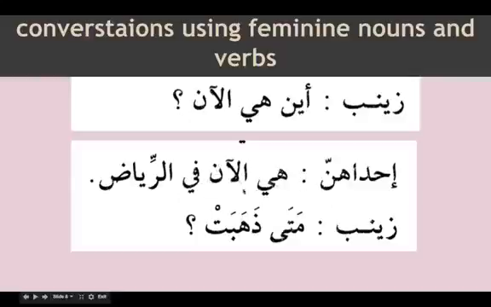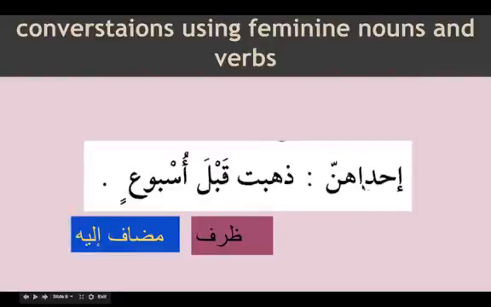Hiya mubtada, al-an zarf, and fi Riyadh harf jar ism majroor. So we know fi Riyadh. Even if there is no sign, we know it is fi Riyadh. Zainab is asking mata zahabat, when did she go? Zahabat, see, we are asking about feminine, so feminine verbs. So ihdahunna says zahabat qabla usbu'in, she went.